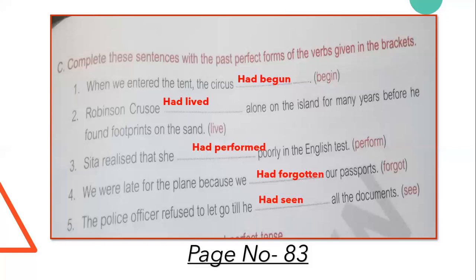So when they entered the tent, the circus had begun. Students, there's a capital H for had on this slide. Please ignore it. It should be a small h. Robinson Crusoe had lived alone on the island for many years before he found footprints on the sand. Sita realized that she had performed poorly in the English test. We were late for the plane because we had forgotten our passports. The police officers refused to let it go till he had seen all the documents.